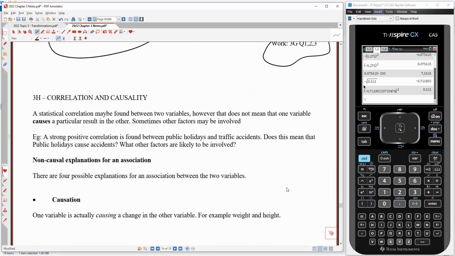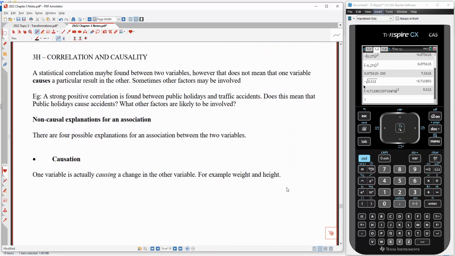Okay, let's roll straight on to correlation and causality. This is a bit of a wordy exercise, not really a mathematical exercise, so I'll just talk you through it. A statistical correlation may be found between two variables. However, that does not mean that one variable causes a particular result in the other. So we want to be really careful about using this word, cause. In fact, the suggestion is that you should not use that word, or proves, in statistics. Proves or causes, they're dangerous words in statistics.